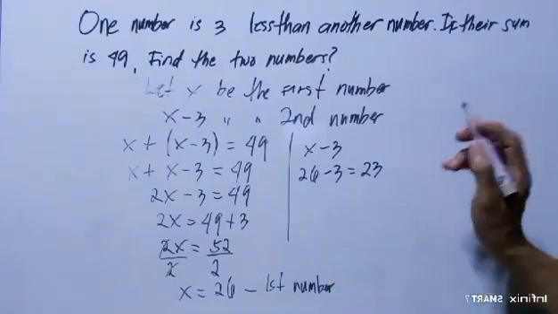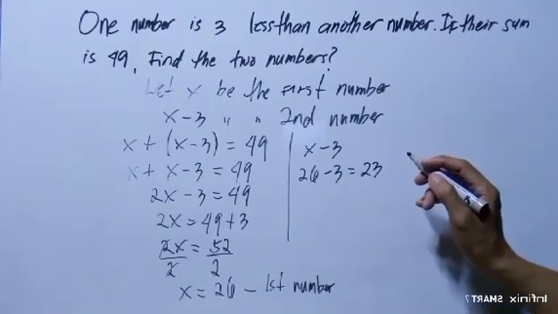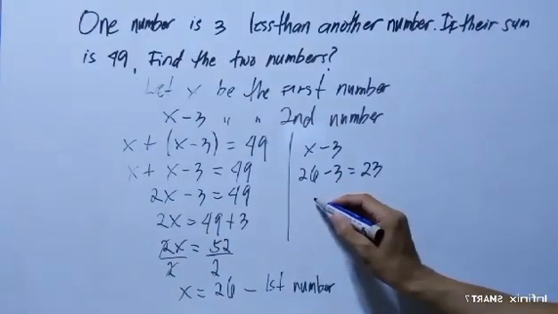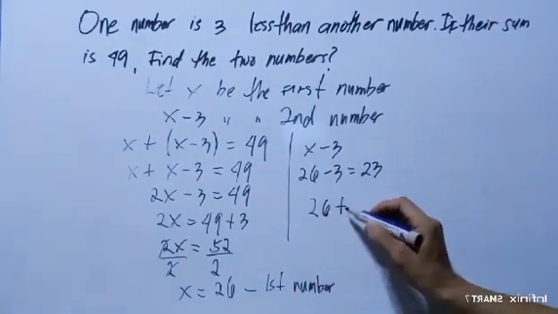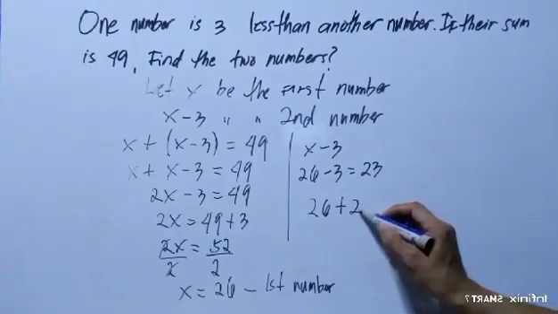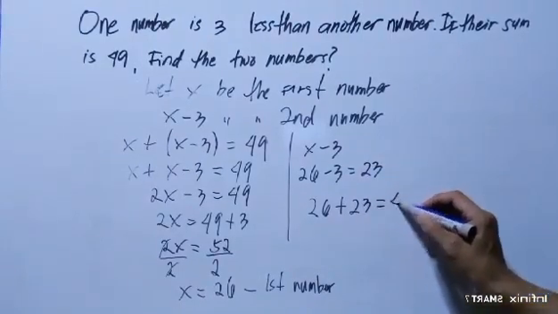So yung sum ng dalawang number, okay, is 49. Tingnan natin kung 49 ba yan. So yung first number is 26 plus the second number na 23. So this is equal to 49.